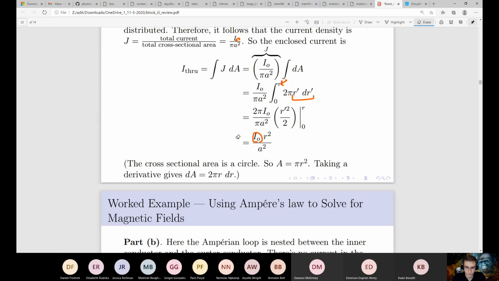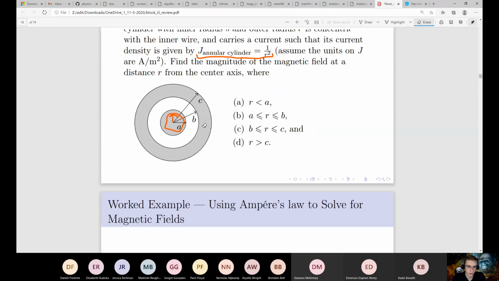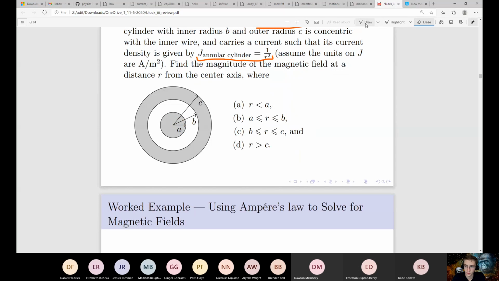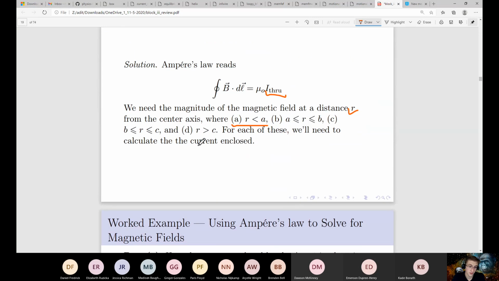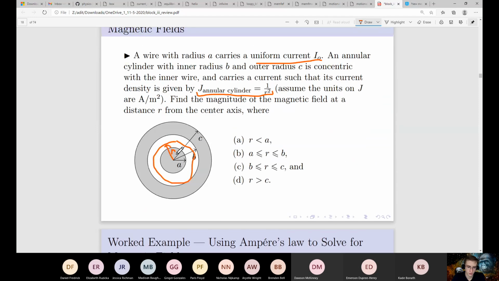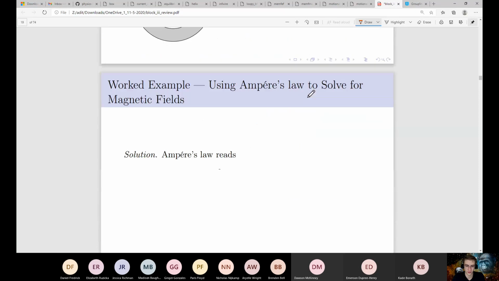Cool. Now let's move on to part B. Find the current enclosed when, for part B, our r is nested in between those two conductors. It still has radius r, but now r is in between a and b. Obviously I can just look at this problem and say, okay, if this is my Amperian loop, it's in between a and b. The current enclosed is just the current that the inner wire carries, I naught.